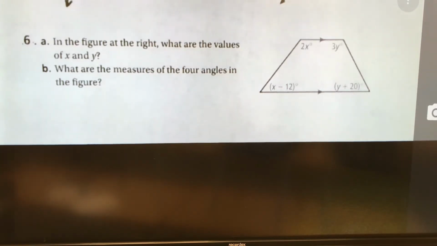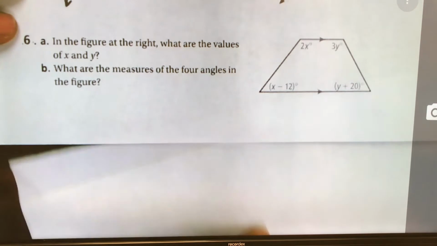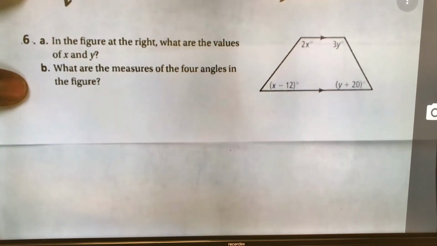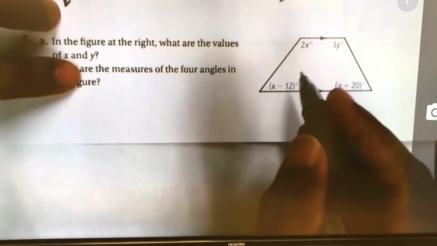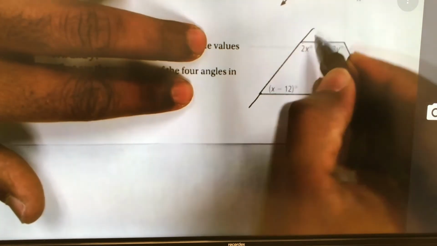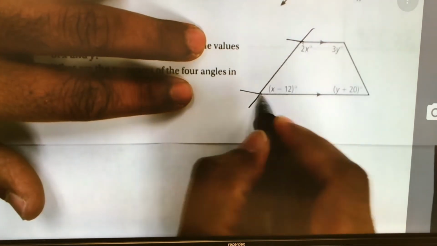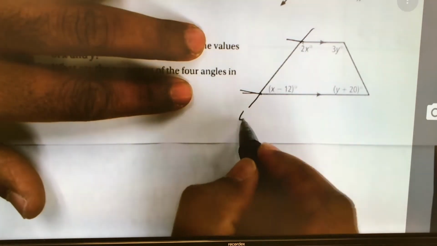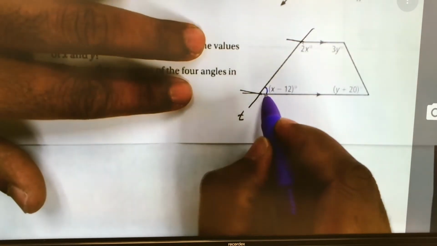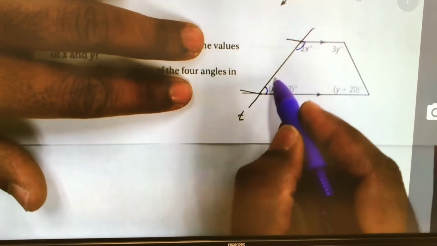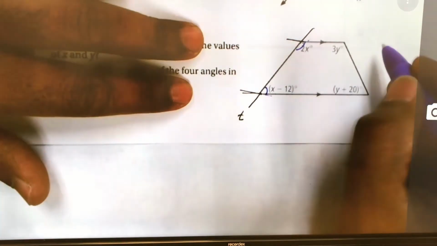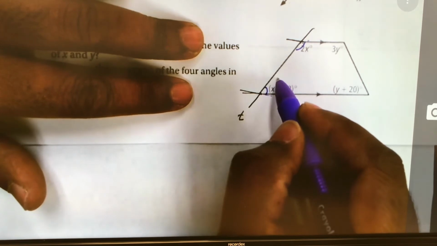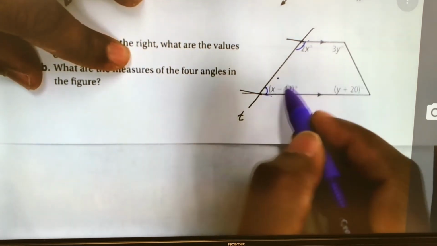Welcome back. I hope you got the answers for this question. So let's do it together. When you look at this question, we can see that these two lines are parallel, and I can extend this line on both sides. So these two lines are parallel and this line becomes a transversal. So these two angles are on the same side of the transversal and inside the parallel lines. So they are the same side interior angles. So same side interior angles are supplementary. That means they add up to 180.